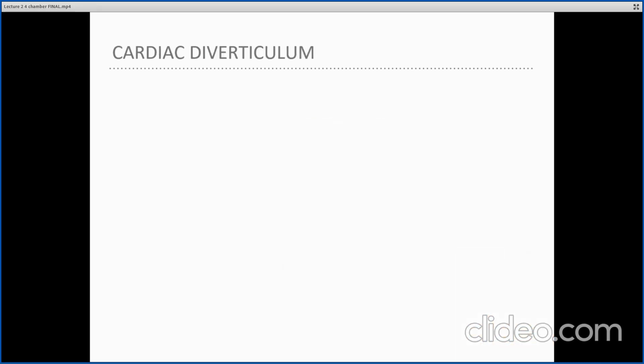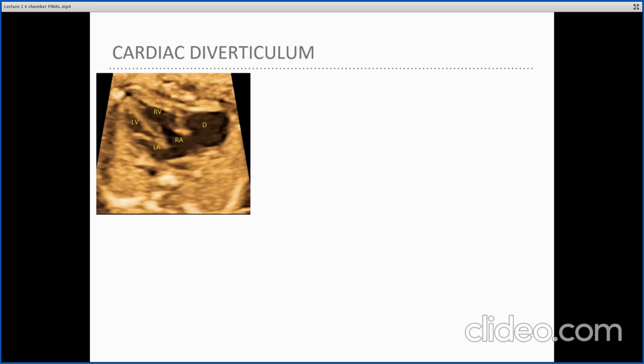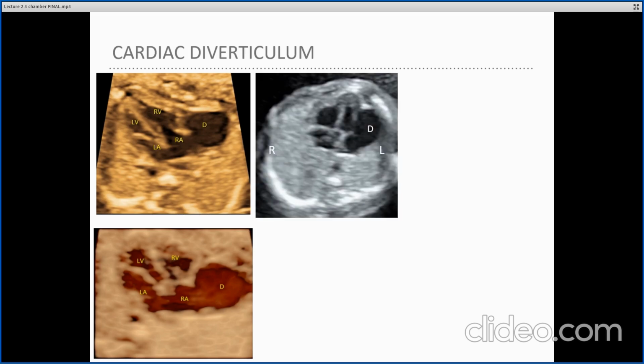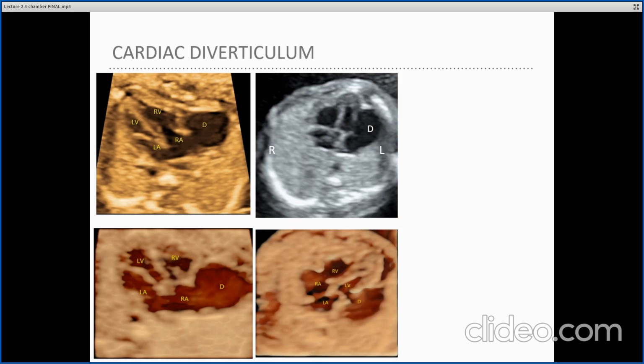Now these are rare abnormalities, the cardiac diverticulum. Here we see a large diverticulum shown by the letter D arising from the right atrium, RA. And that is rendered. We can see a large communication between the RA and the diverticulum. This is another diverticulum arising from the left ventricle here, and shown by rendering. The native left ventricular cavity is rather small, while the diverticulum shown by D is very large. The arrow is pointing towards the neck of the diverticulum, which is connecting with the left ventricle.